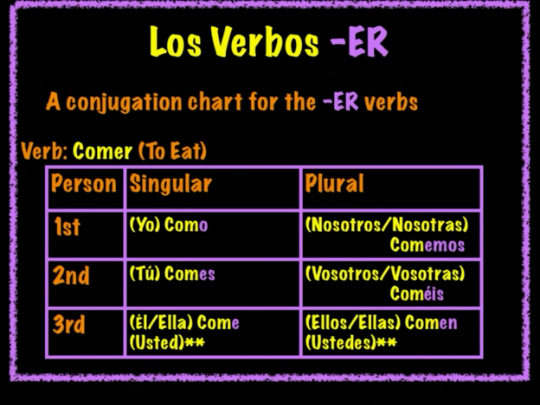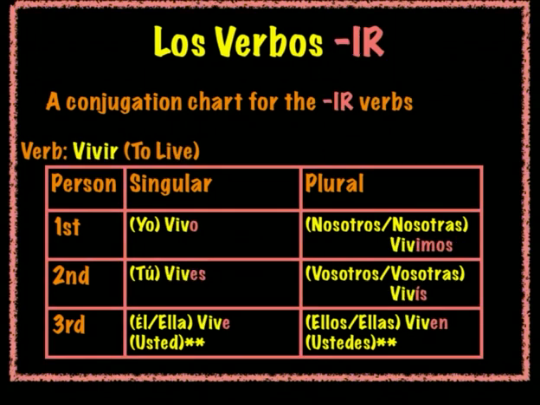First person plural, nosotros, nosotras, comemos. Second person plural, vosotros, vosotras, coméis. And third person plural, ellos, ellas, ustedes, comen. Okay, very good. Let's move on. Now, we have the IR verbs. This is the last group for today.